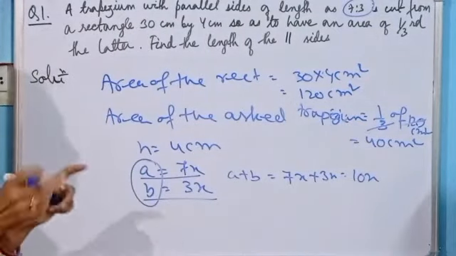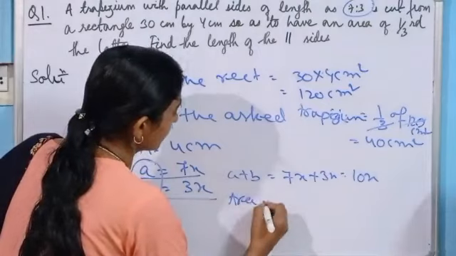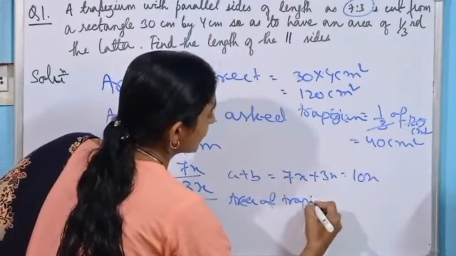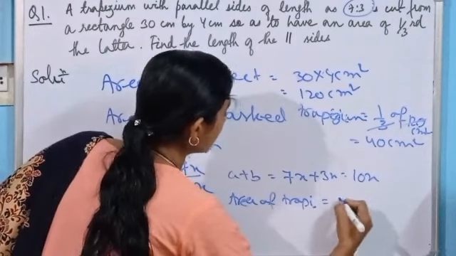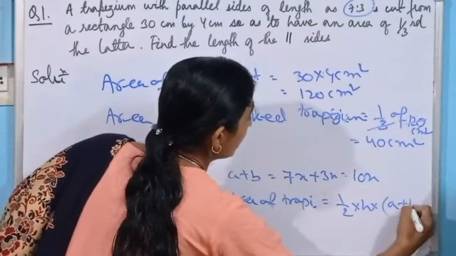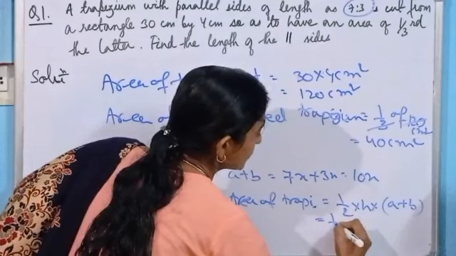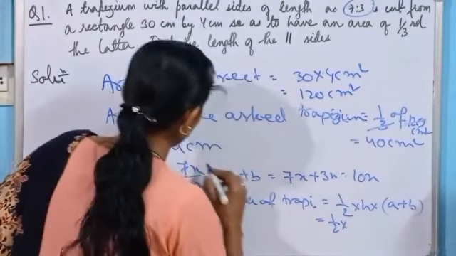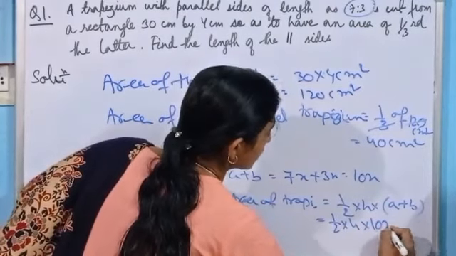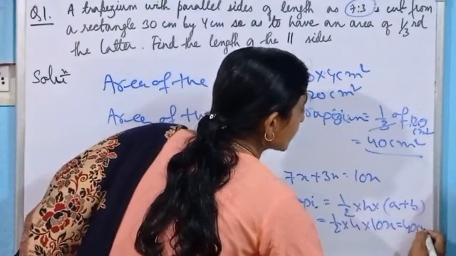Let's put this in the formula. So what will you get? You know the area of a trapezium is equal to half into height into the sum of the parallel sides. Here we are considering these two as A and B. So it is half into height, which we know is 4 centimeter, into 10x, which is equal to 40 centimeter square.